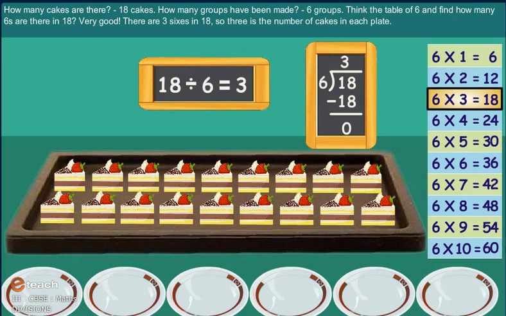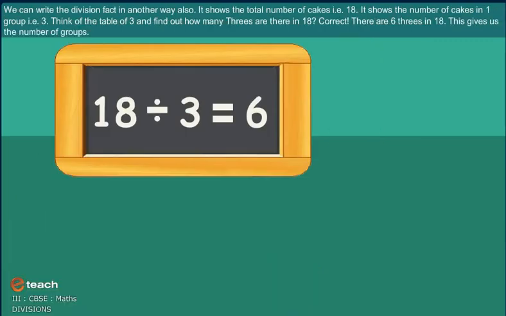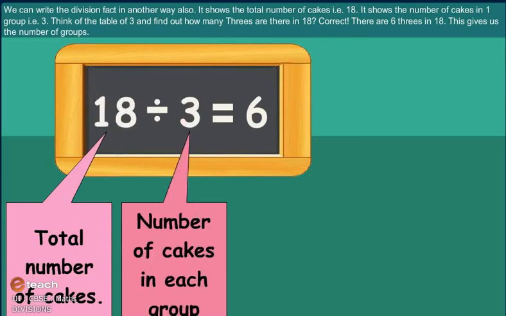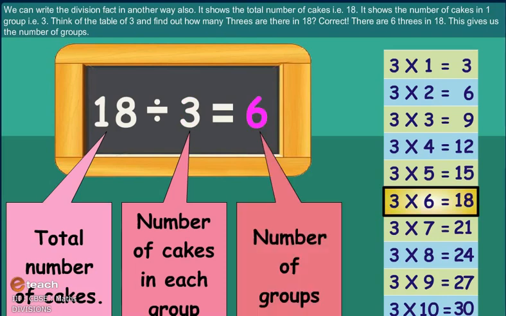Very good. There are 3 sixes in 18. So, 3 is the number of cakes in each plate. We can write the division fact in another way also. It shows the total number of cakes. It shows the number of cakes in one group. Think of the table of 3 and find how many 3s are there in 18. Correct. This shows the number of groups.